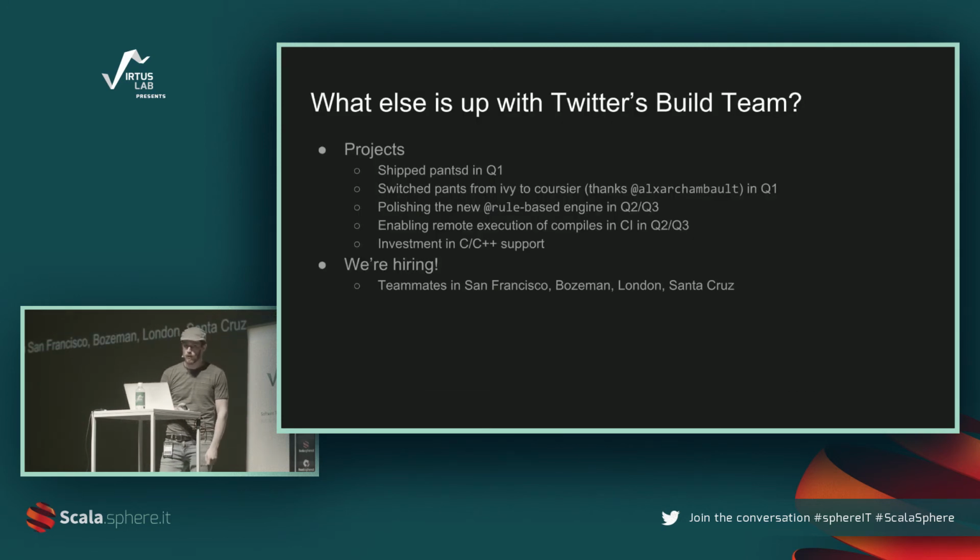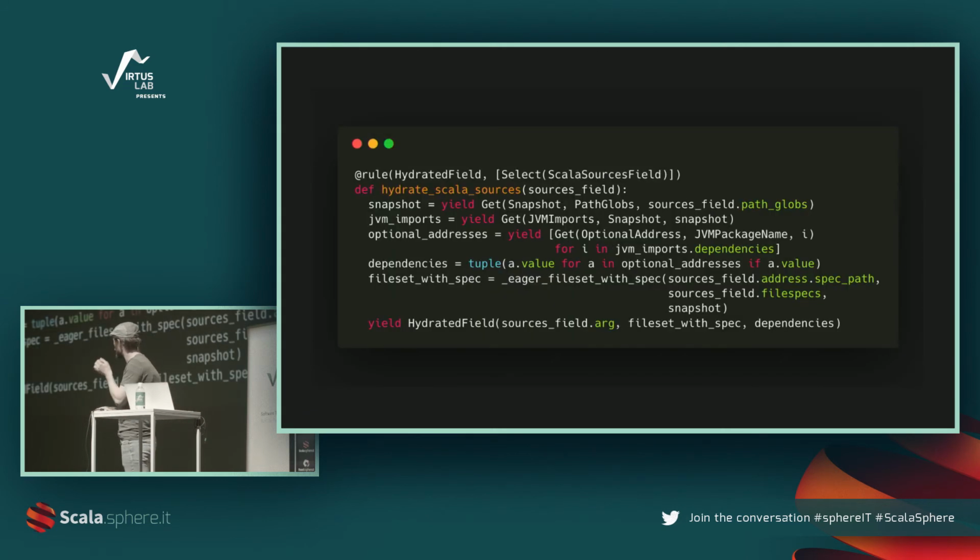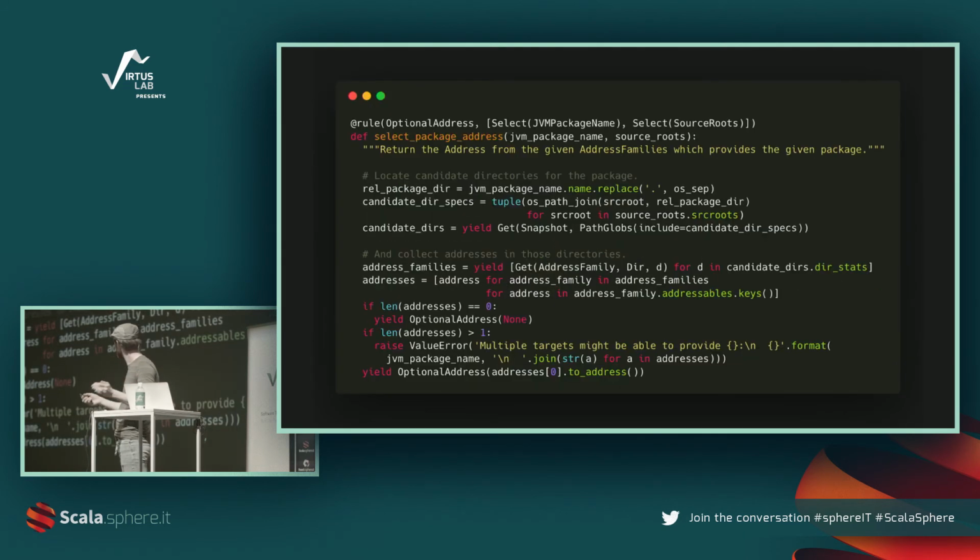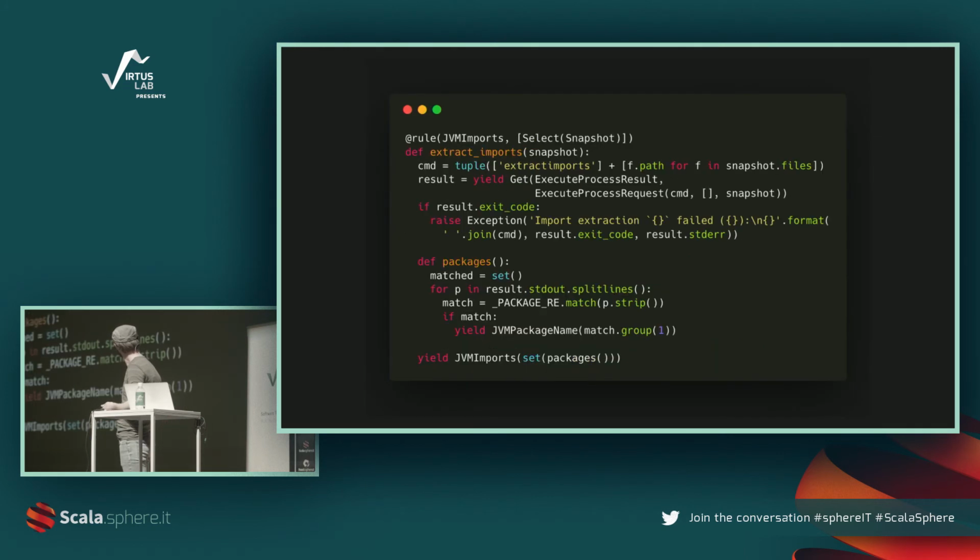So what else is up with Twitter's build team? That's dependency inference. Does anyone have any other questions about this, or any questions about this at all? A lot of code.